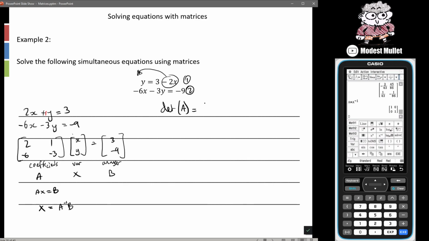The determinant of A is equal to 2 by -3 take away 1 by -6, so that's giving us -6 take away -6. I've done something wrong here. It's equal to -6 plus 6, which is equal to 0. Which means the inverse doesn't exist, which is a problem.